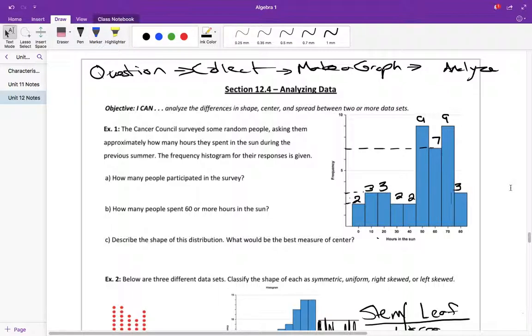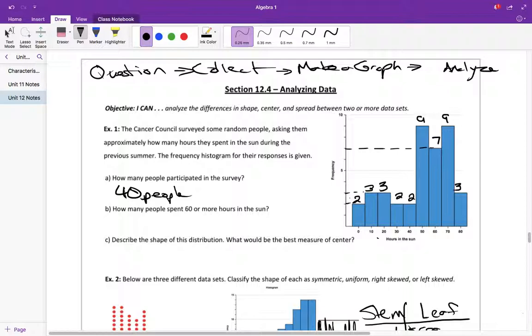So if we want to know the total number of people that were in there, we'd have to add all these up. So we'd take 3 plus 9 is 12, plus 7 is 19, plus 9 is 28, plus 2 is 30, plus 2 is 32, plus 3 is 35, plus 3 is 38, plus 2 is 40. So it looks like there was a total of 40 people that participated in this survey.